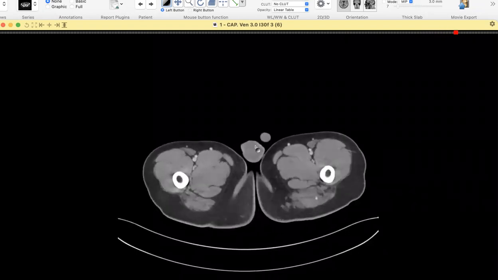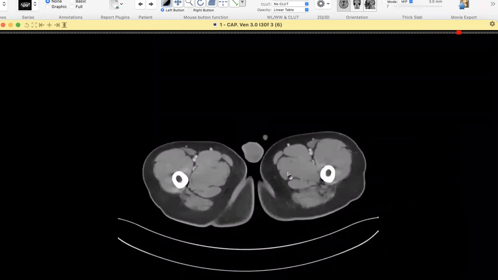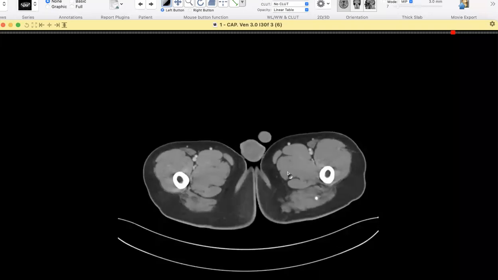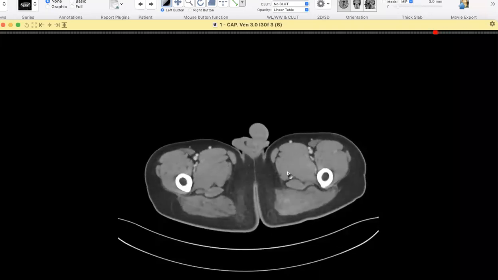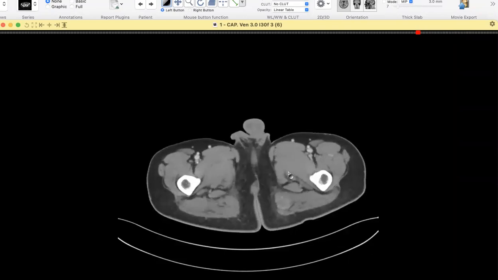There's a hypodense lesion here in the right hemiscrotum. So one of the workup of this case would be a scrotal ultrasound.